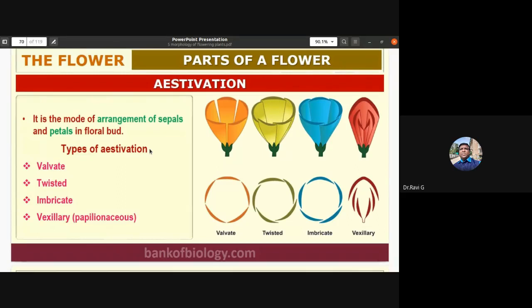See, in today's class, we are going to discuss estivation. What is estivation? Estivation is the arrangement of sepals or petals in the bud condition. So the arrangement of sepals or petals in the bud condition, we call it estivation. The types of estivation are valvate estivation, twisted estivation, imbricate estivation, and vexillary estivation.